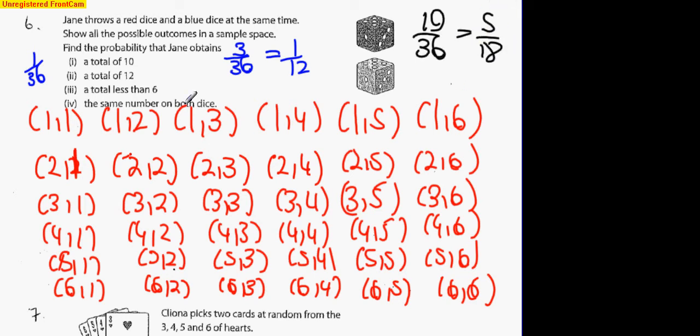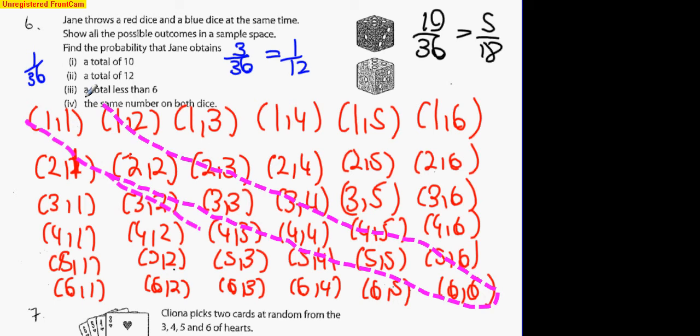The same number on both dice. It's basically the main diagonal here. So you can see this diagonal here. That's where all the numbers are the same as each other, okay? So that's 6 out of 36, which is basically a 6th. Alright, so that's, once again, quite easy, right? Now, number 7.